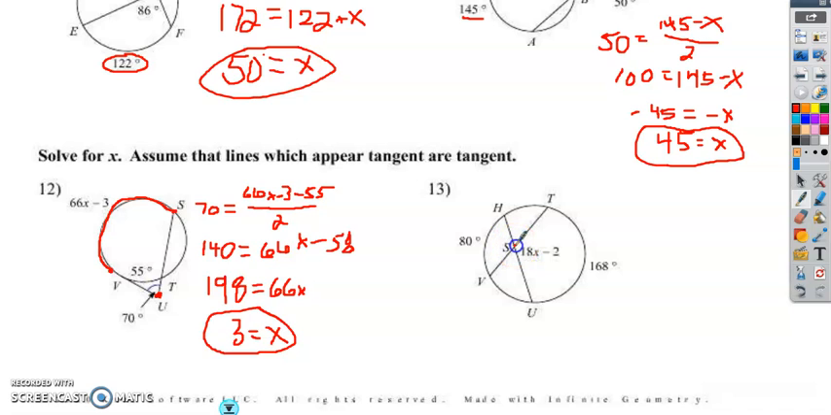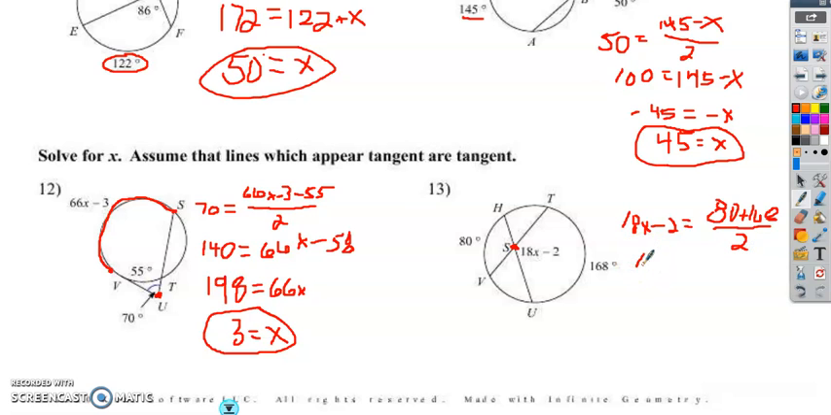All right, let's look at 13. The vertex is inside the circle, but it's not at the center. So that means 18x minus 2 will be equal to, I'm going to have to add this 80 and 168. So add them together because it's inside and not at the center. So 80 plus 168. And then remember that's going to be divided by 2.